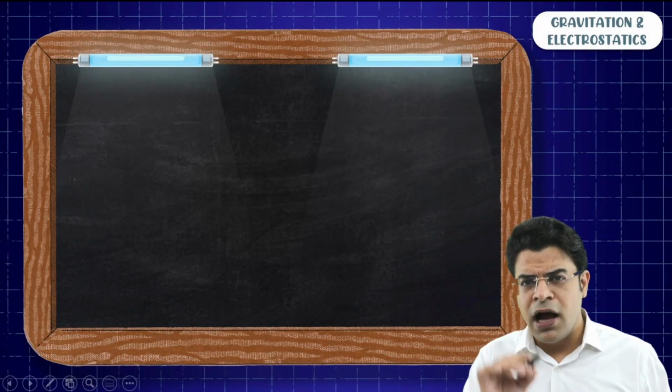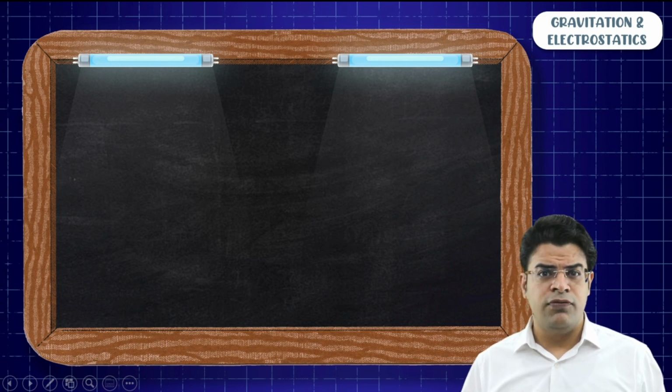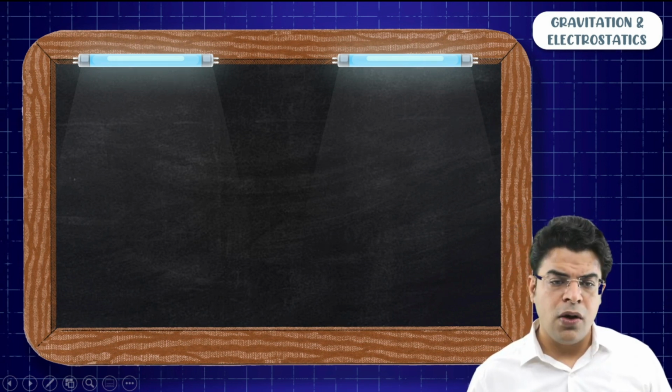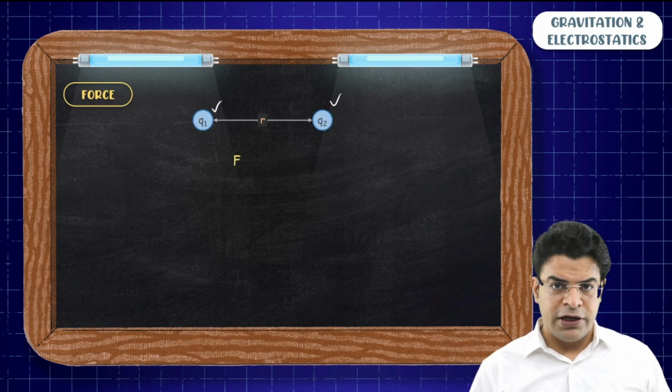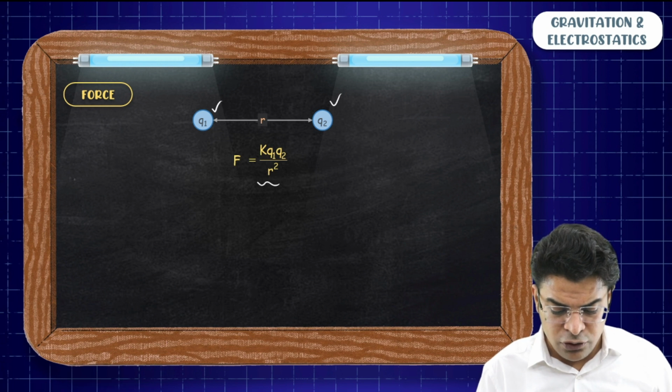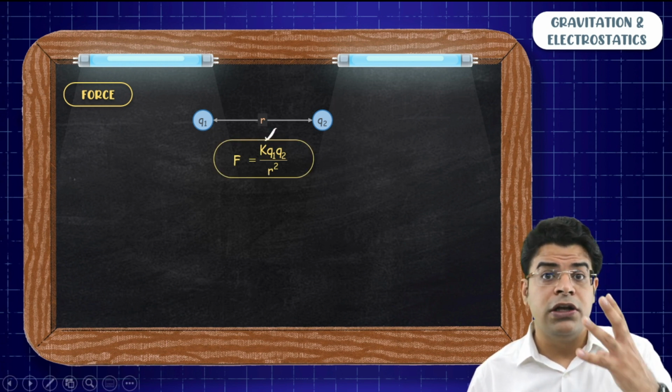So why am I teaching you both of them simultaneously at the very first place? Because the forces look the same. So now we will start talking about charges. If you have got two charges q1, q2 separated at distance r, the force is given by k q1 q2 upon r square. Here k is a proportionality constant called the Coulomb's constant.